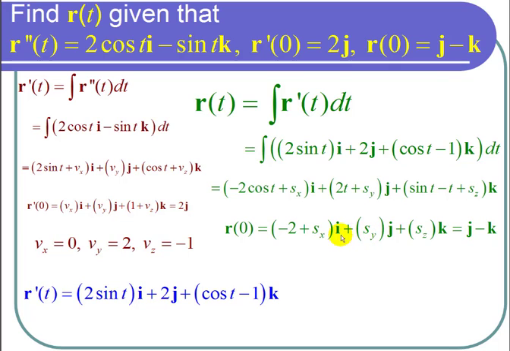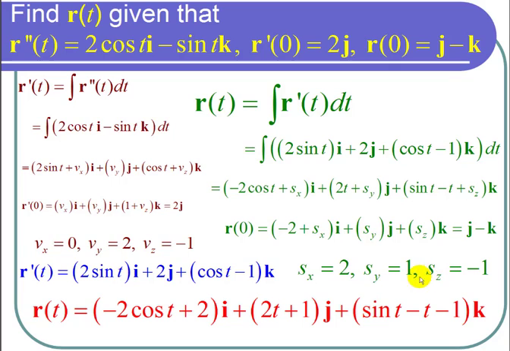So now I set the components equal again, and I get negative 2 plus s sub x is 0, so s sub x must be equal to 2. S sub y is 1, and s sub z is negative 1. So now I plug in to get my final answer, and I get that r of t is equal to negative 2 cosine of t plus s sub x, which is 2, i, plus 2t plus s sub y, or 2t plus 1, j, plus sine of t minus t, plus s sub z, which is negative 1, so minus 1, k.